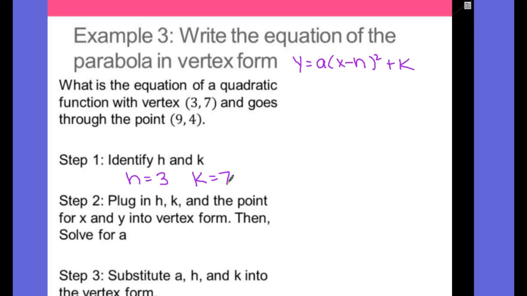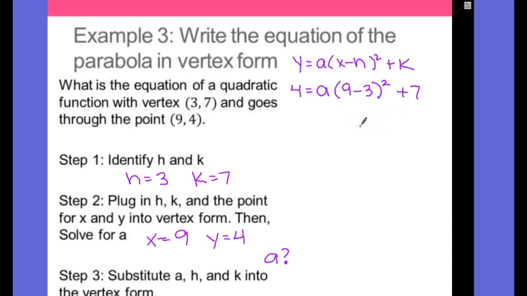I also give you one other point. I give you the point 9, 4. So what that means is that x equals 9 and y equals 4. Well, if you look here, doesn't my equation have y, h, x, and k's all up there? What letter am I missing that I usually know? Well, I'm missing a. So what I'm going to do is plug in h, k, x, and y and solve for a. So I'd have 4 equals a(9 minus 3) squared plus 7.